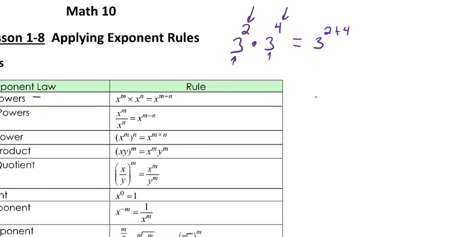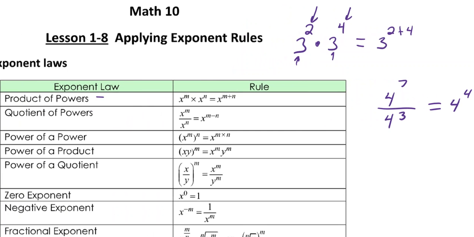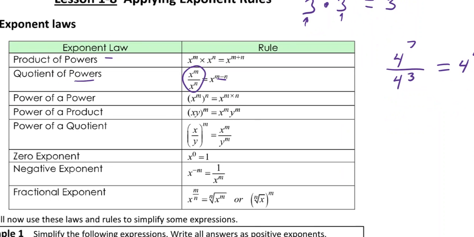What if I had 4 to the power of 7 over 4 to the power of 3? What would that be? That'd be 4 to the power of 4, right? You subtract those exponents. Okay, well that's the quotient of powers, right? It's saying the same thing. See how we're just dividing those and then you'd subtract those exponents? Okay, you guys have also done this one.